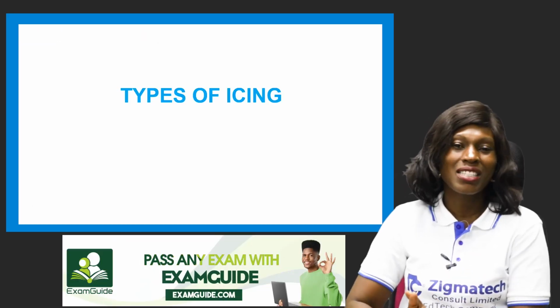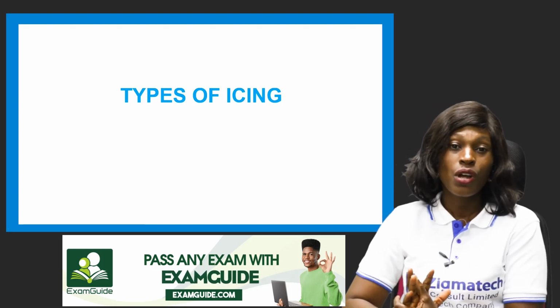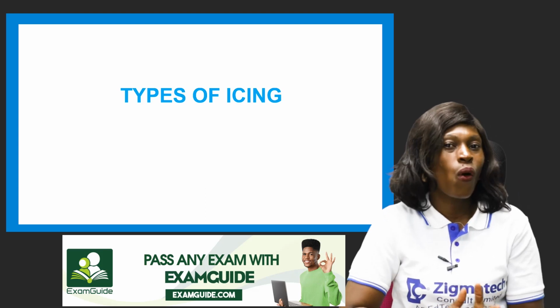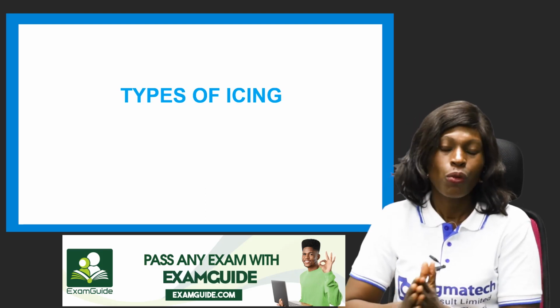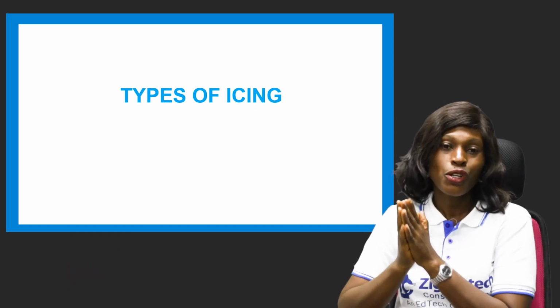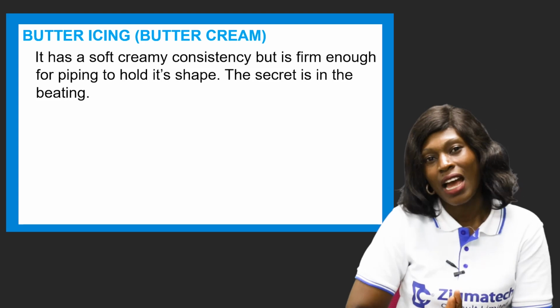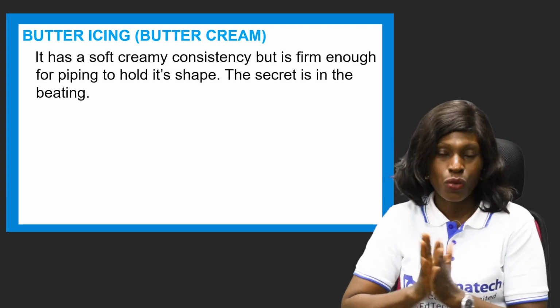Now let's look at some of the types of icings that we have. These types of icing have to do with our cakes. We're going to be focusing on cake making now, because icing would have to be used when our cakes are ready. So we want to look at some of the types of icings that we have.